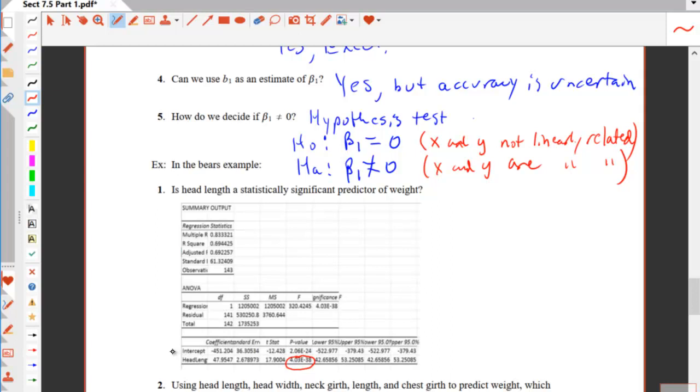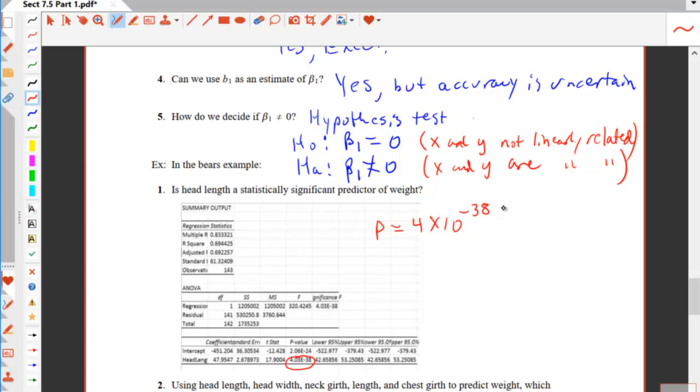So I'm coming to my variable head length, and I'm going over to where the p-value is located, and I see p. In scientific notation, it's 4 times 10 to the negative 38. Okay, this is basically 0. 10 to the negative 38 is an astoundingly small number.